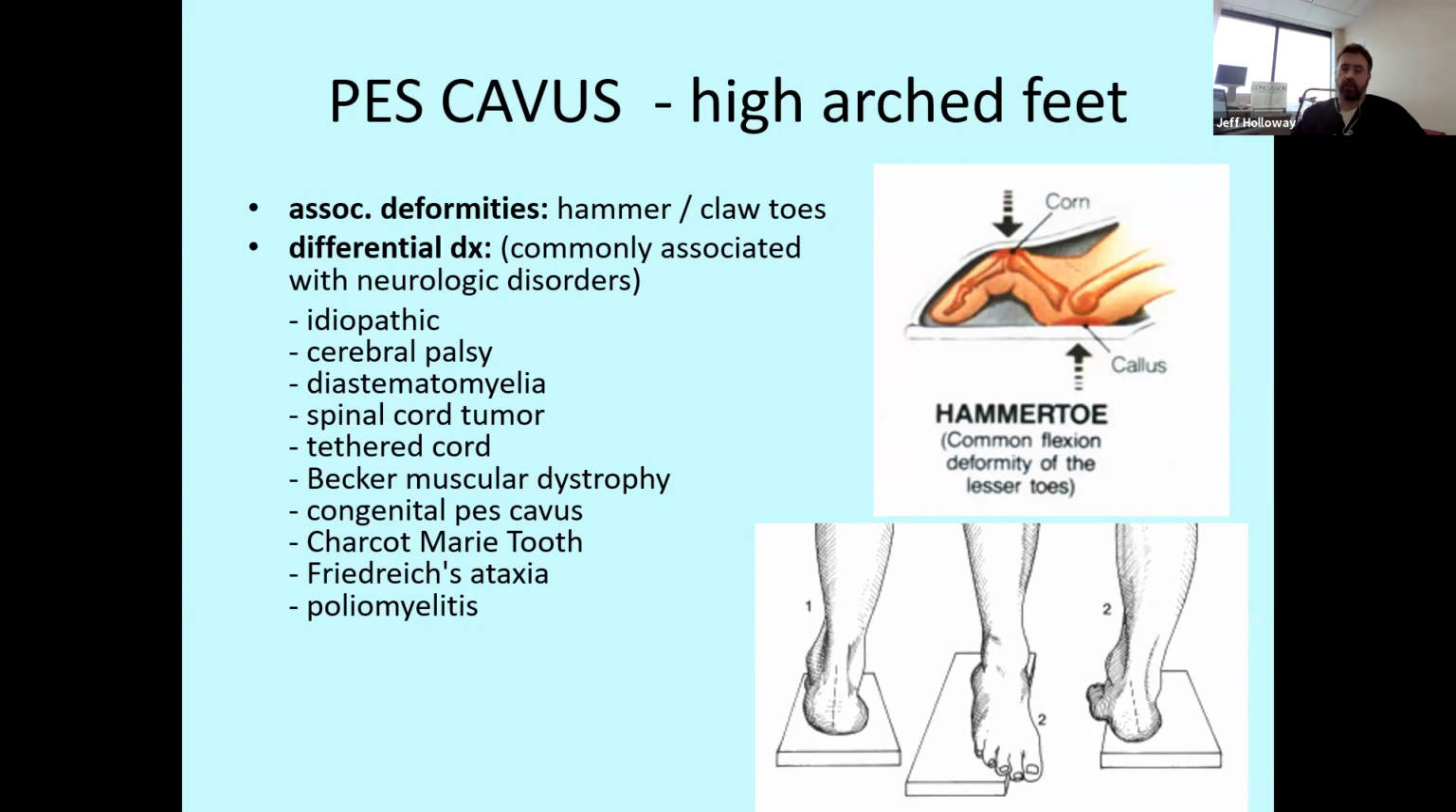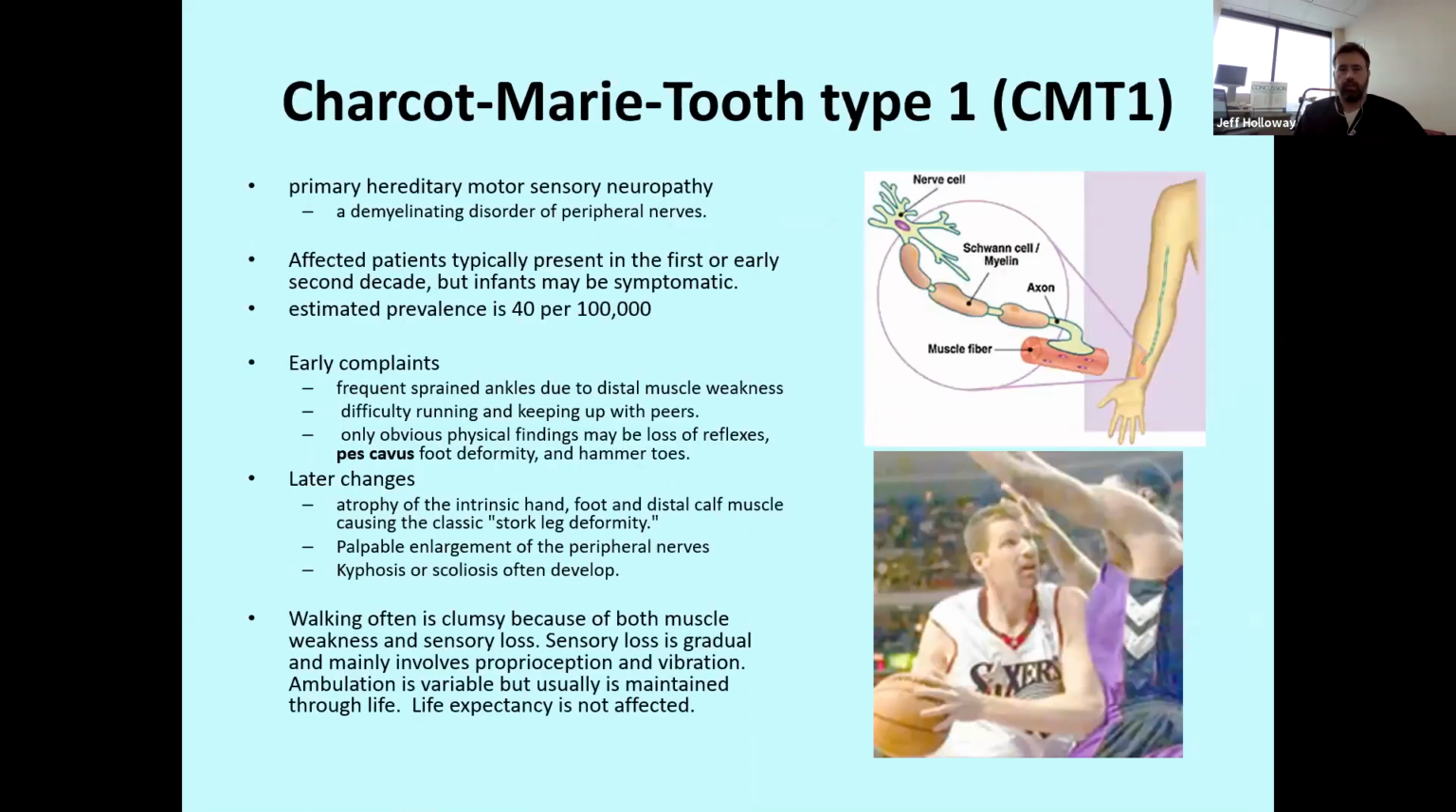And then Charcot-Marie-Tooth, Friedreich's ataxia is another one. Charcot-Marie-Tooth is a motor sensory neuropathy, where the nerves become weak over time. That's why he was spraining his ankle all the time and feeling tired. You get a stork leg deformity where the muscle is actually atrophying.